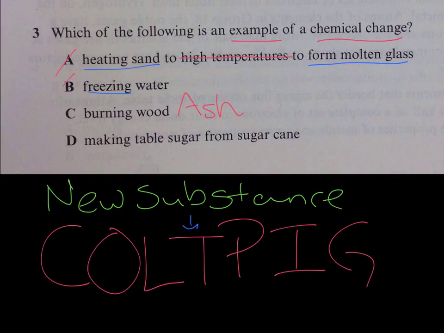So is ash the same as wood? Great job, it's not. It's a completely different substance. It's a new substance from wood. So in this case, C might be our answer, but let's look at D just to make sure.